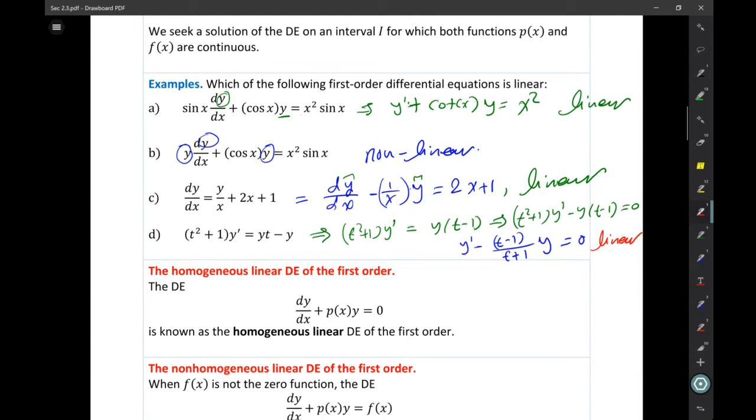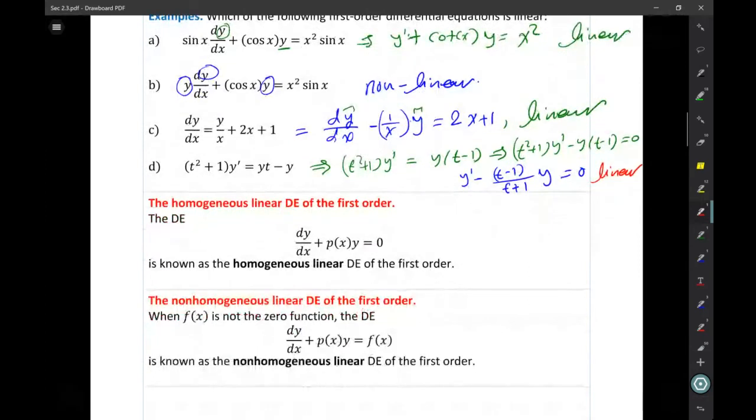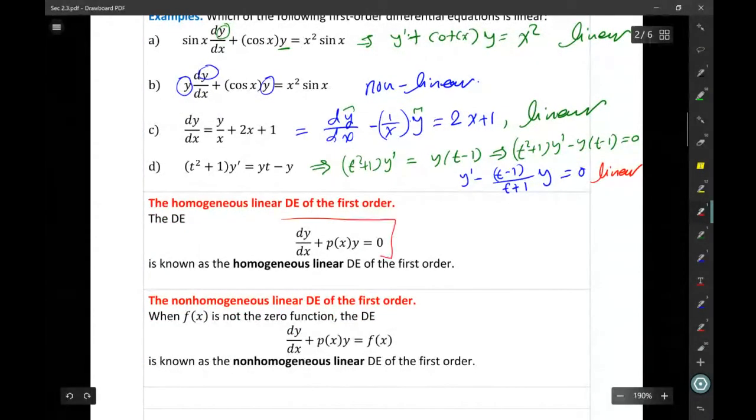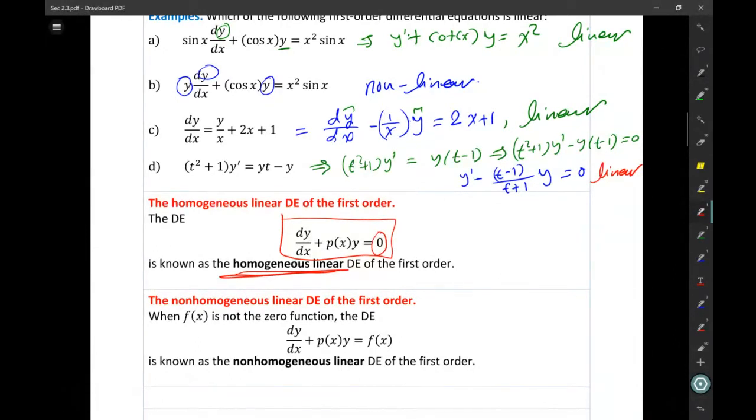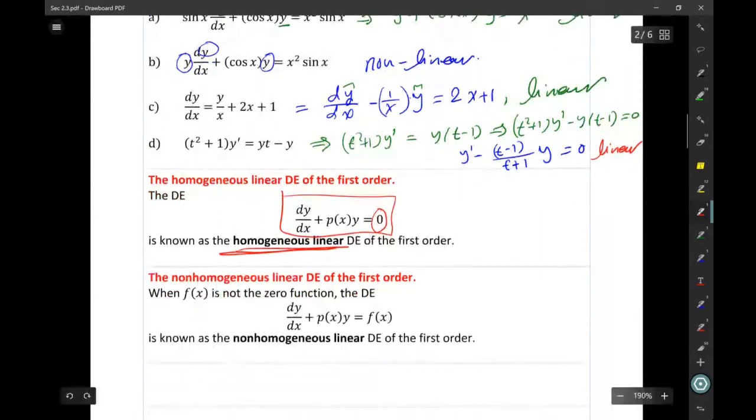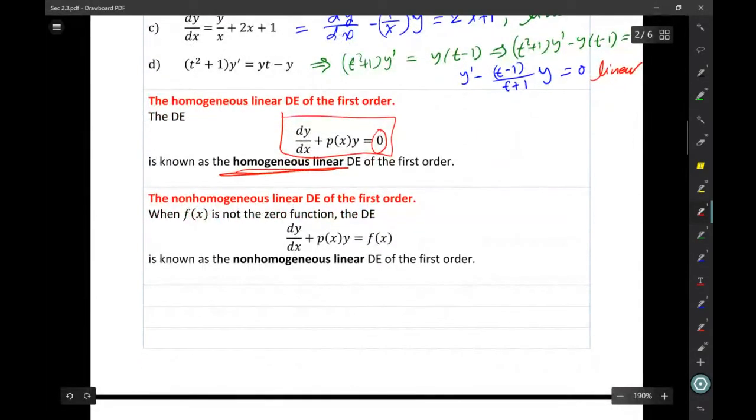In case dy by dx plus p of x times y equals 0, this is called the homogeneous linear differential equation. Homogeneous because the right hand side is 0. That's why it is called homogeneous.